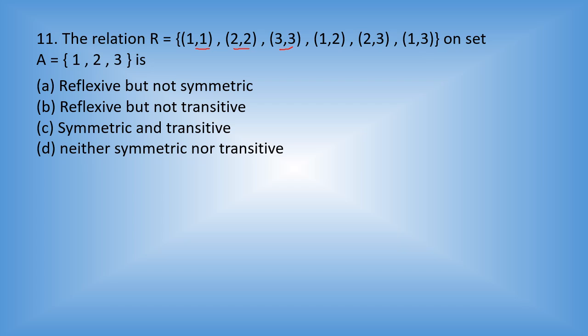Next, we check symmetric. Ordered pair (1, 2) is there, but the ordered pair (2, 1) does not belong to this relation R. Therefore, this is clearly not symmetric. Therefore, we can clearly say that option A is the answer here. If you want, you can check transitivity. (1, 2) is there, (2, 3), so (1, 3) belongs here. Therefore, clearly this is transitive.